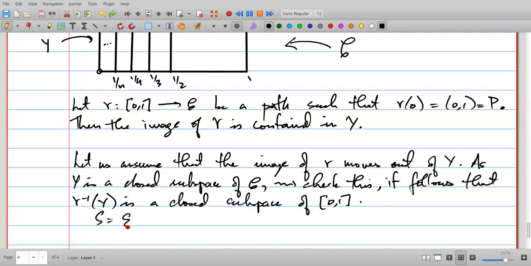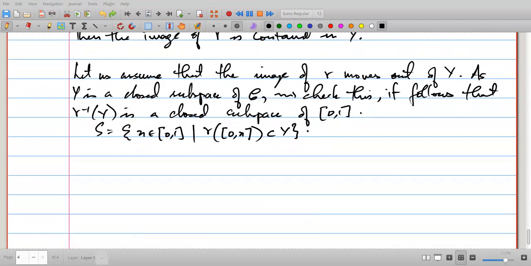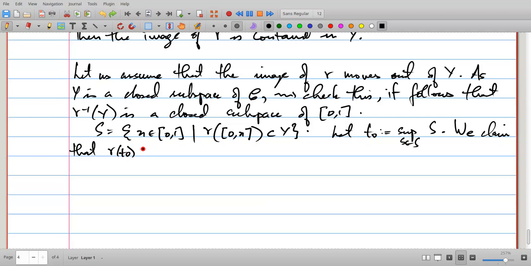So we consider the subset S, which is those x in 0, 1, such that gamma of this closed interval is contained in Y. So clearly S is non-empty because 0 belongs to S. So we let T naught be equal to the supremum of S. So first we claim that gamma of T naught belongs to Y.